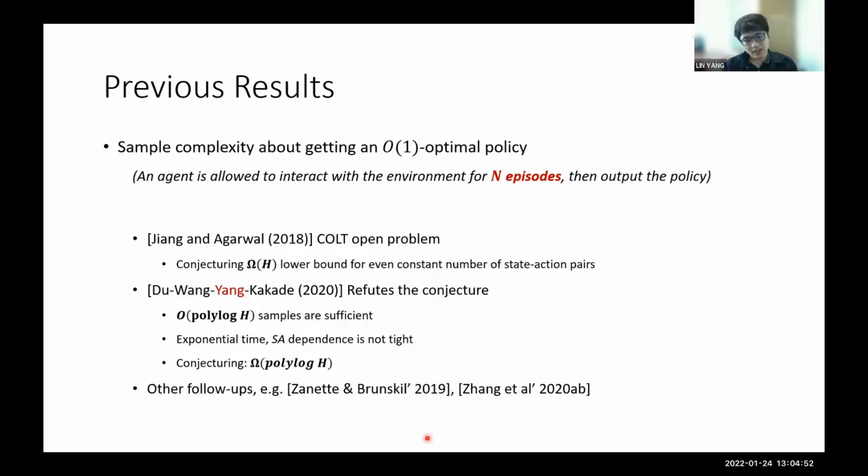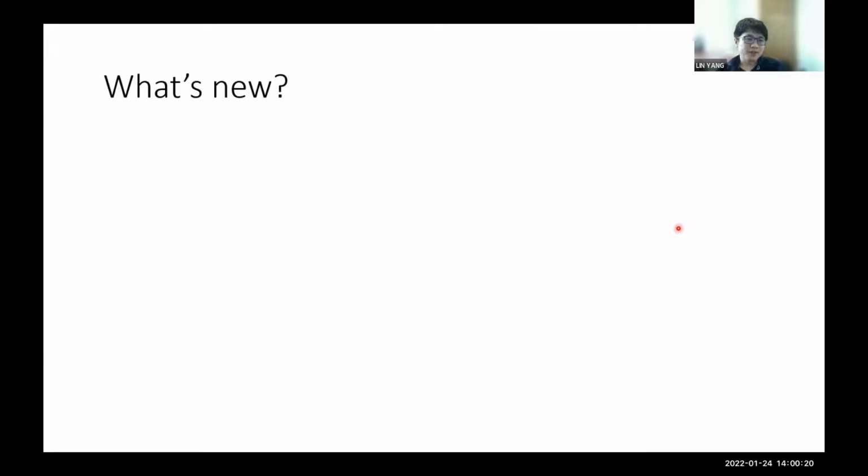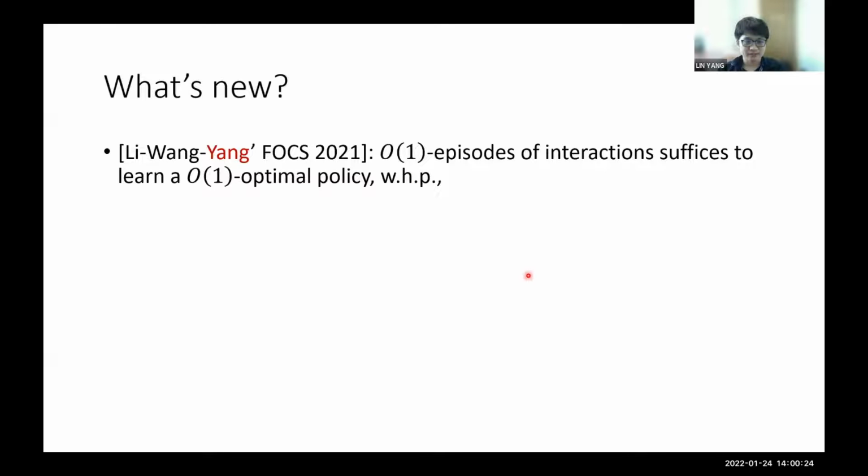And so, of course, there are a lot of other follow-ups for this kind of results. They are trying to improve the time complexity and other efficiencies, etc. But they all have this polylog H dependence. Okay, what's new here? In this paper, we show that you only need O(1) episodes in order to get a good policy, okay?